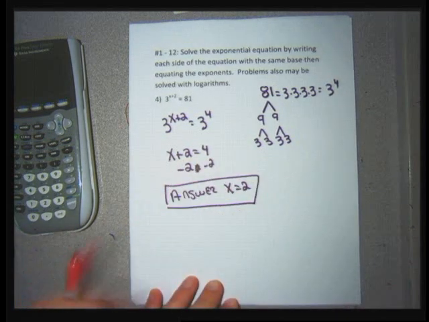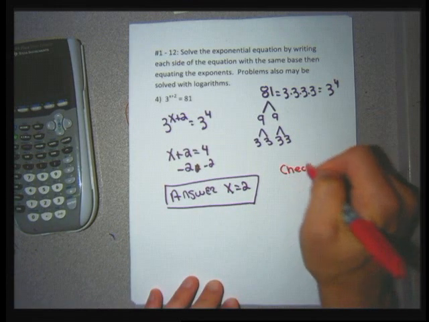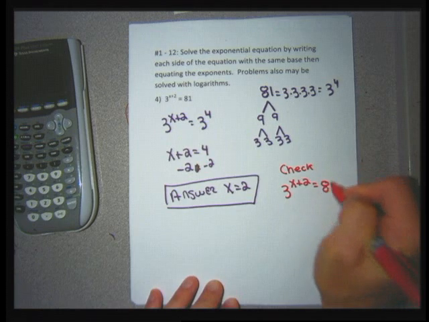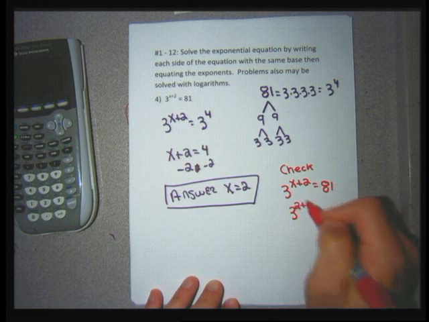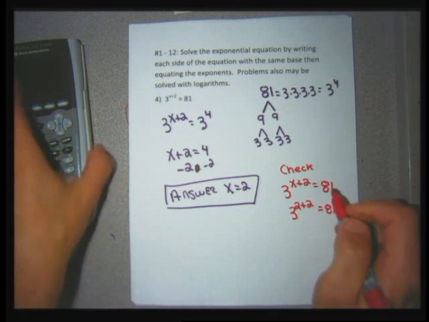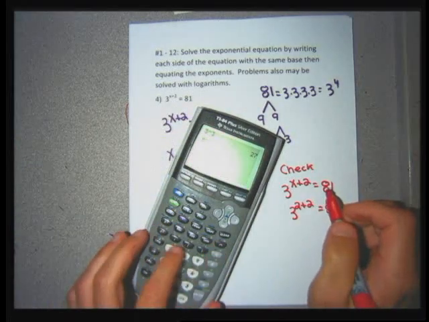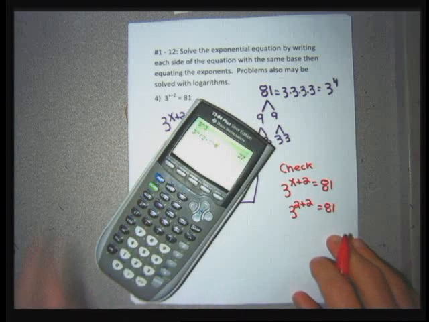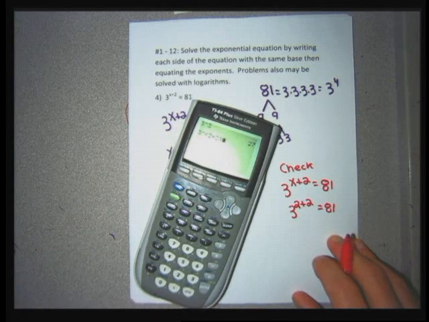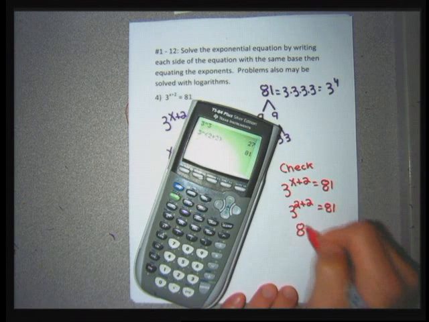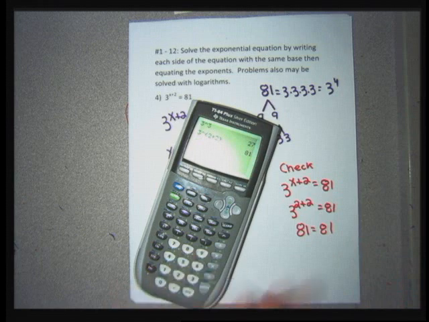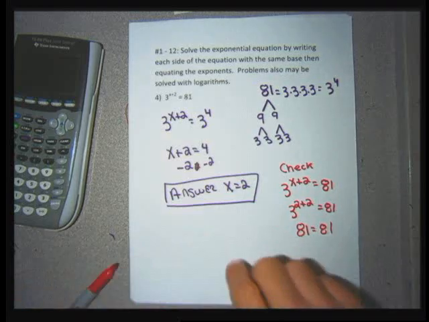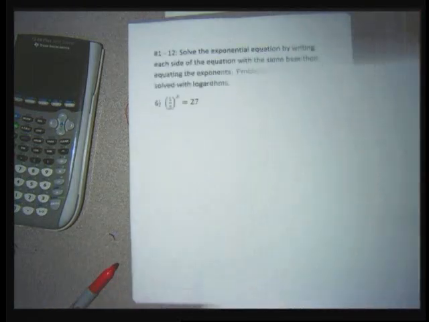Again, I'm silly if I don't check, because I can take 25 seconds to check. The original problem was 3 to the x plus 2 equals 81. For my answer to be correct, it has to be the case that 3 to the 2 plus 2 power equals 81. So I'll go 3, up arrow, parentheses 2 plus 2, and then I hit enter. It gives me 81, and because 81 equals 81, the left and right sides are the same number, so my answer is correct. And so I'm perfectly done, and I know that's the right answer, so I don't have to worry about having a mistake there.